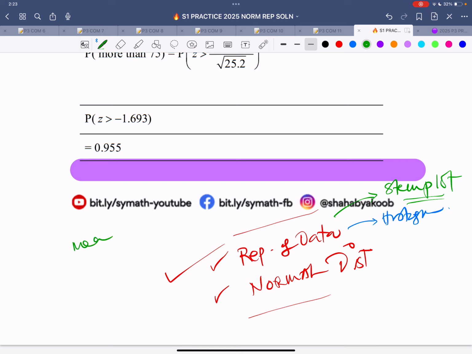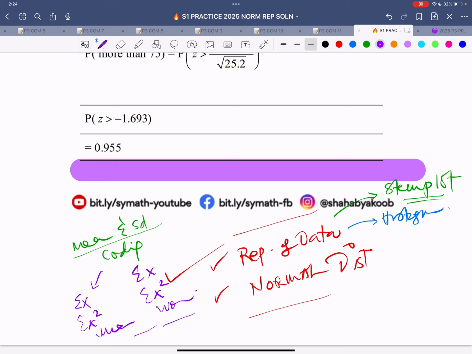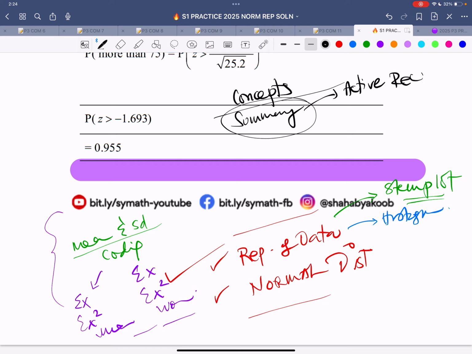When we talk about mean and SD, I asked you a question related to coding. Maybe there is a possibility that you can have a question related to sigma x squared for men, sigma x squared for women, and you have done all these questions in class. So there is so much variety in it that you should focus on your concepts in and out, and on the summary sheet. And in one of the reels, I've just talked about active recall. How should you use active recall? So make sure that your grades go all the way up, all the way to an A star.